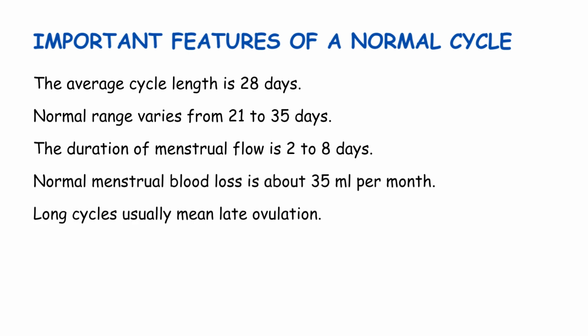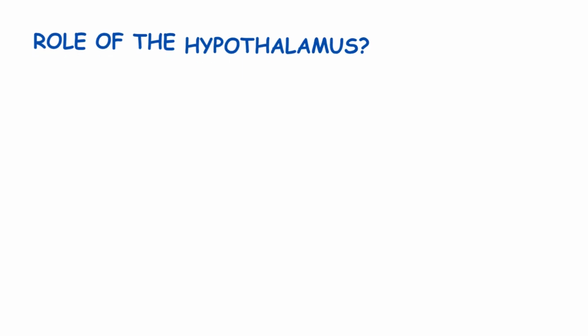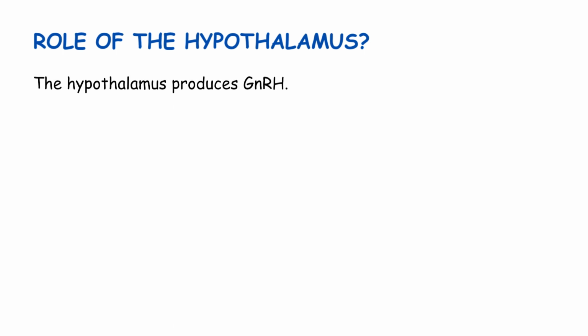Long cycles usually mean late ovulation. Short cycles usually mean early ovulation. What is the role of the hypothalamus? Now we move to hormone control. The hypothalamus produces GnRH, that is gonadotropin-releasing hormone. But the key word here is pulsatile.